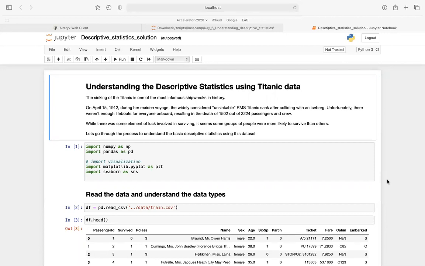It seems some groups of people were more likely to survive than others. From the data available on the internet, if you study it well, you will realize that there were some groups of people who were more likely to survive than others. Let's go through the process and understand the basic descriptive statistics using this data set.